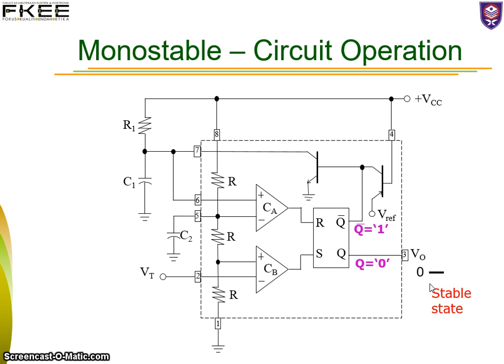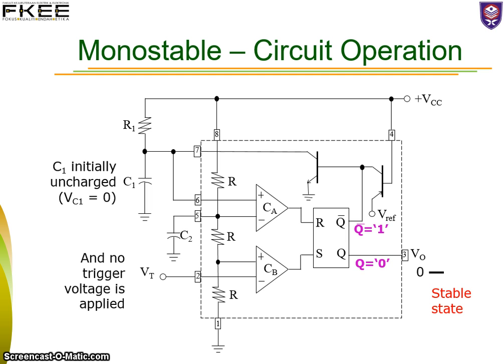Basically, the monostable circuit will be stable at 0 output, meaning that at 0 volt you have a stable state. Your output of the RS flip-flop, Q, will be at 0. This is the stable state. So, when you power up your circuit, initially your capacitor C1 will be uncharged, meaning that VC across this capacitor is 0. And the stable state is happening when no trigger voltage is applied.